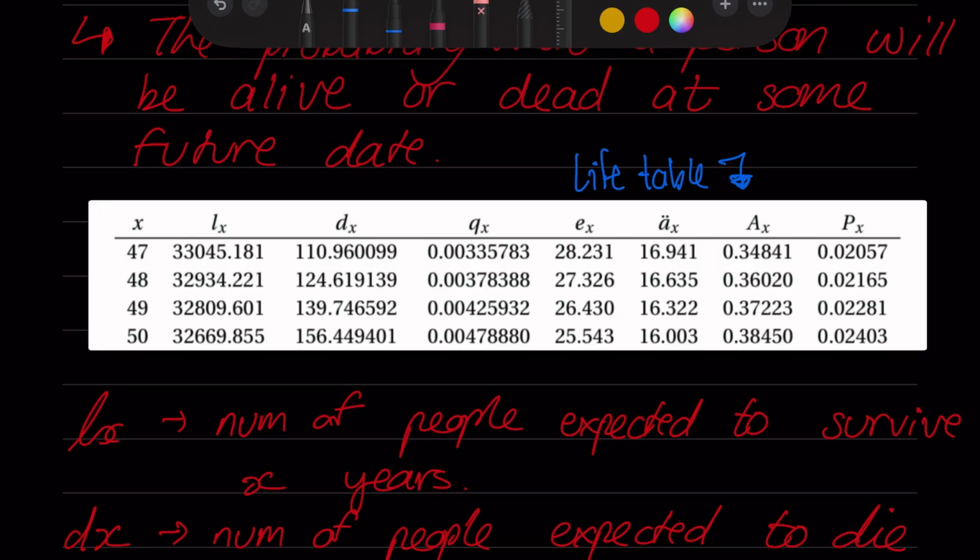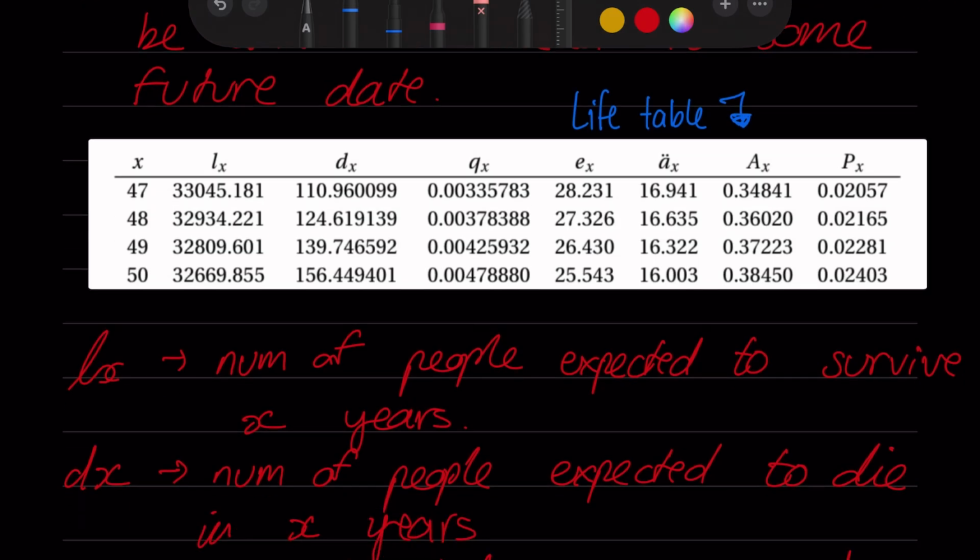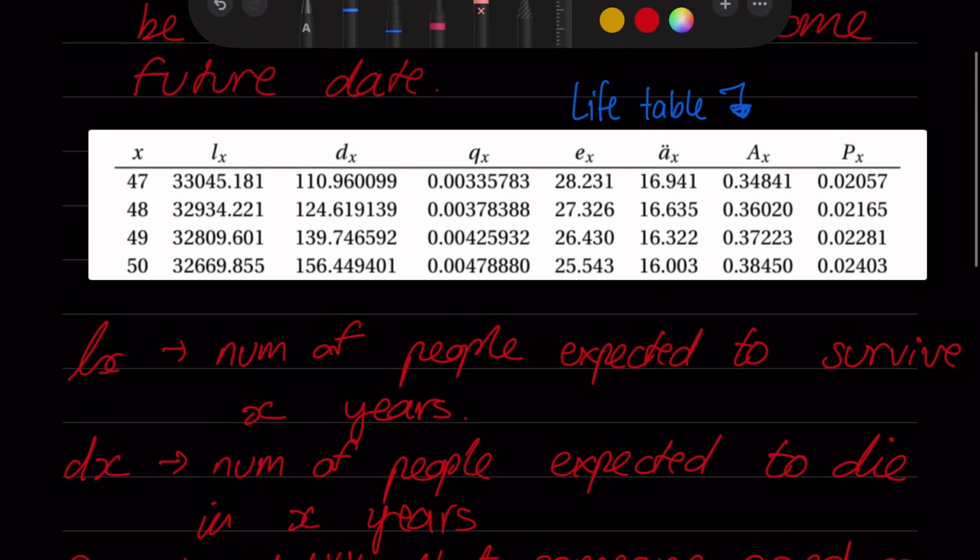So this is very important. We're going to be working with this a lot. There's lots of different life tables. I've just got one here that I'm using to explain. So a life table is a convenient way to summarize different probability distributions that are going to be associated with someone's life, when they're expected to die, their future lifetime.